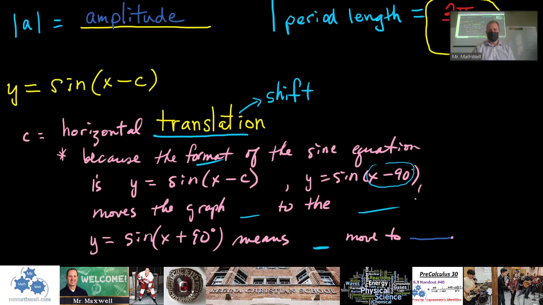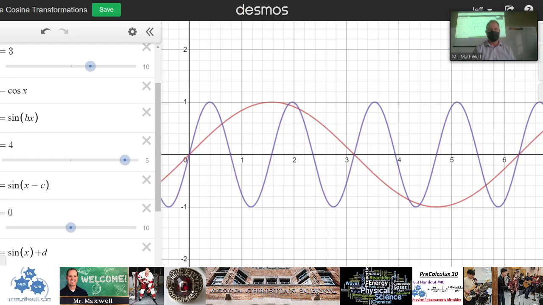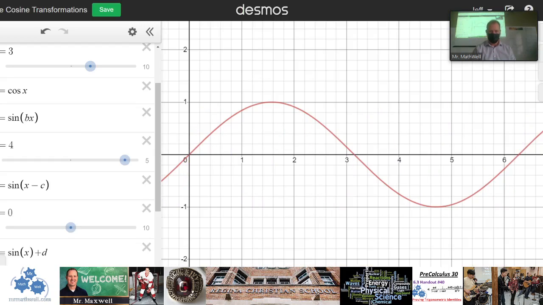Now, let's take a look at Desmos here. Okay, let's get rid of that one. Here's our x minus c. So if I light this one up, if we have 0 for c, that's just sine of x. If I have x minus 1, look what happens. The graph is shifted to the right 1 unit. So notice this is x minus 1. X minus 2 shifts the graph exactly 2 units to the right. Okay?